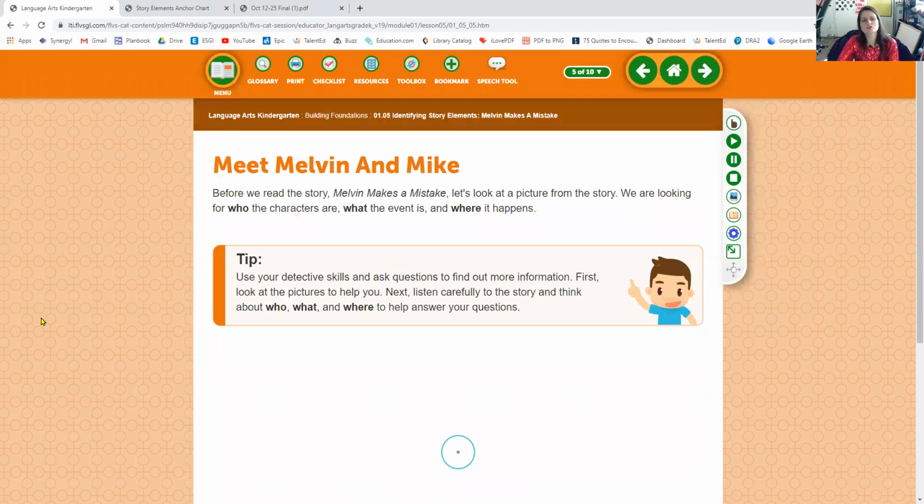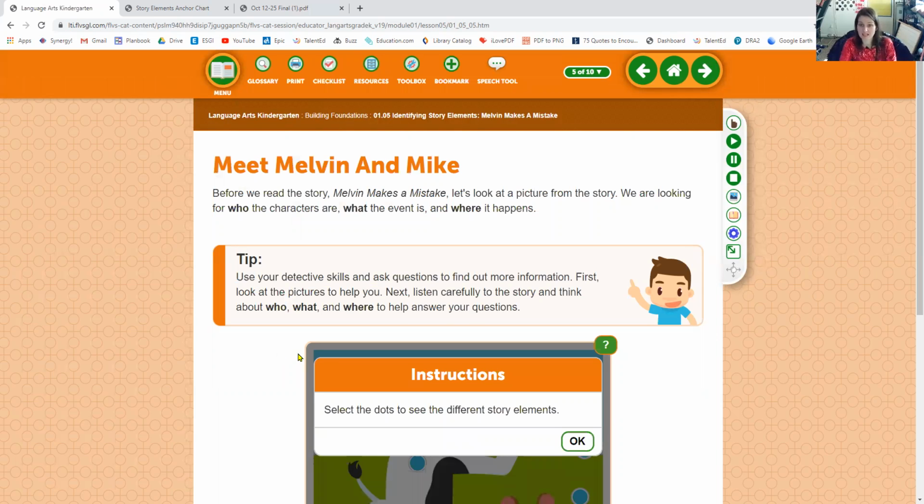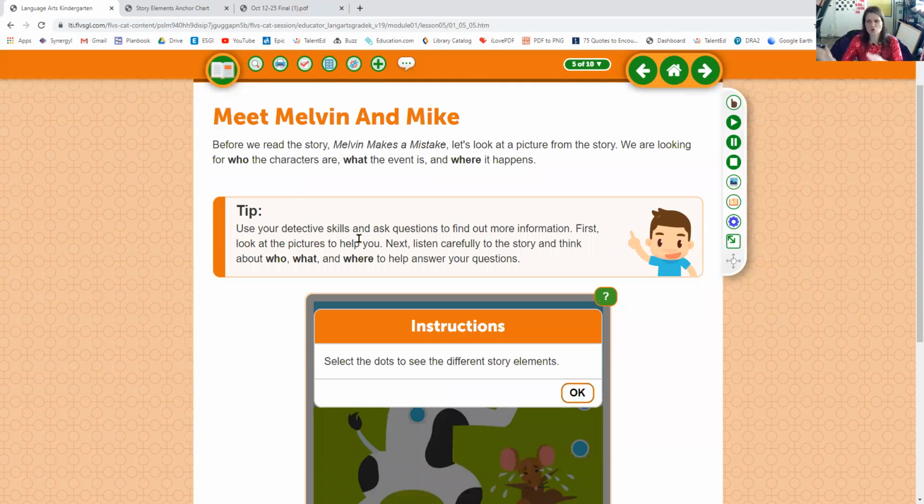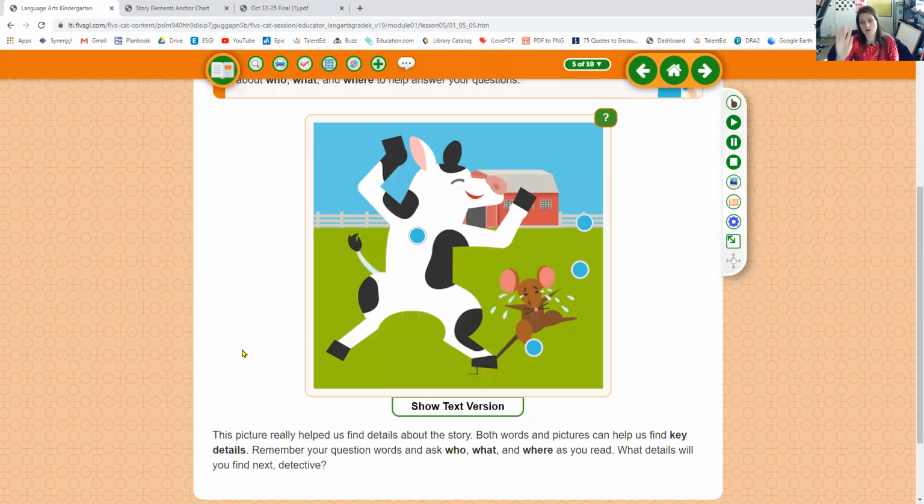Okay. So we're going to use this story called Melvin Makes a Mistake to use these story elements to see them in action. But before we read it, we're going to take a peek at this picture here. Okay, freeze. If you're doing writer's workshop, you're doing an illustration to tell a story, look at this picture here. Does that show you a pretty good story there? Can you see a story in that picture?